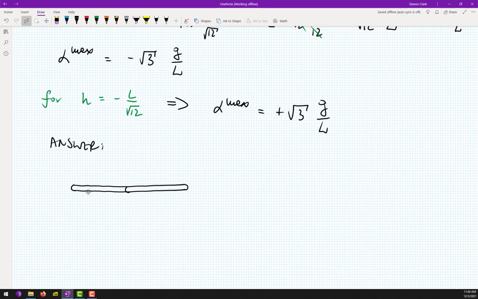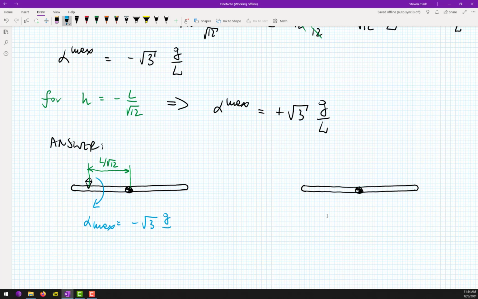So this is our first case. We can place our pin here, and this distance is L divided by square root of 12, and we will end up with alpha max equal to minus square root of 3 g L. And this is clockwise, so that's why it's a negative value here.